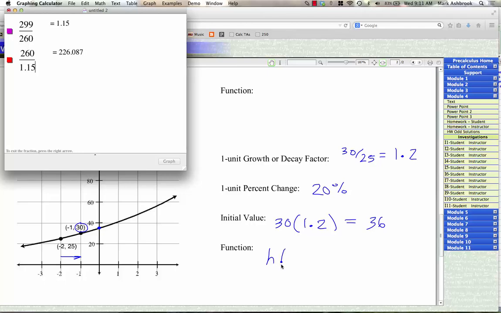Function then is, did they name it? Make it up. H of t. H of t is 36 times 1.2 to the t.